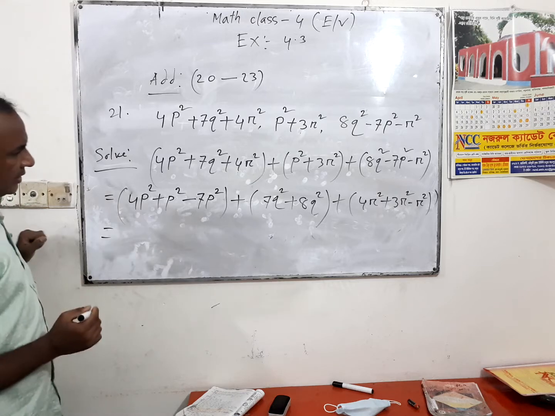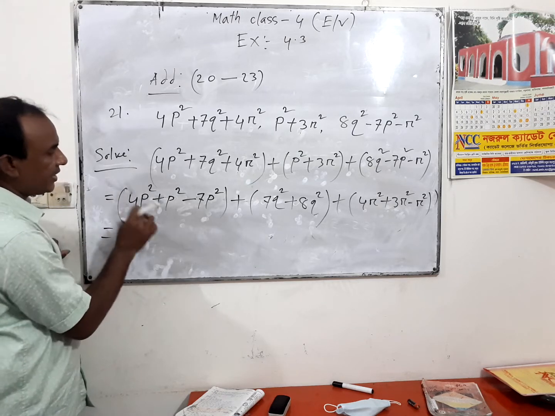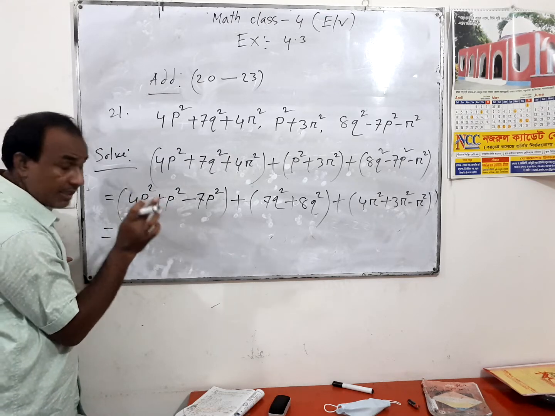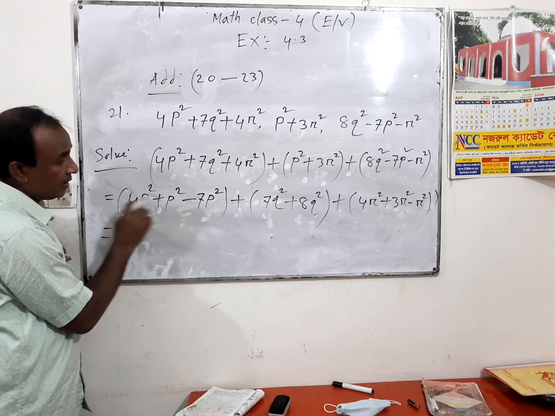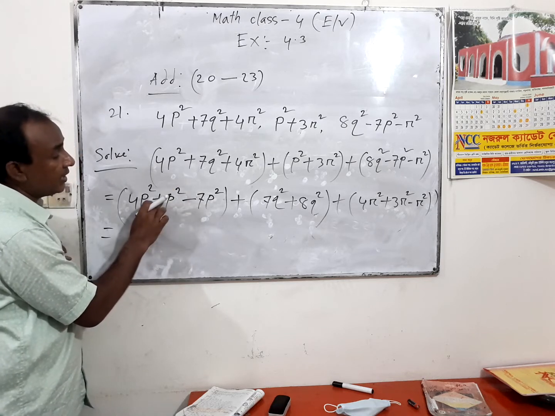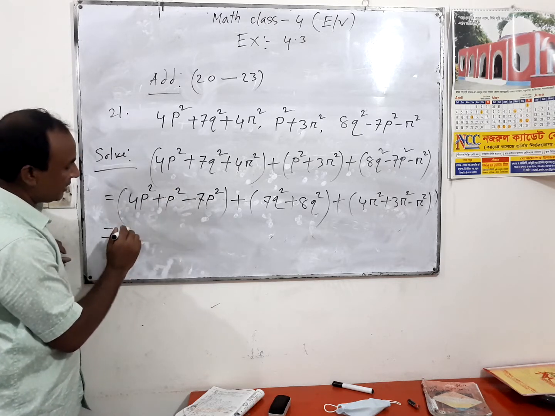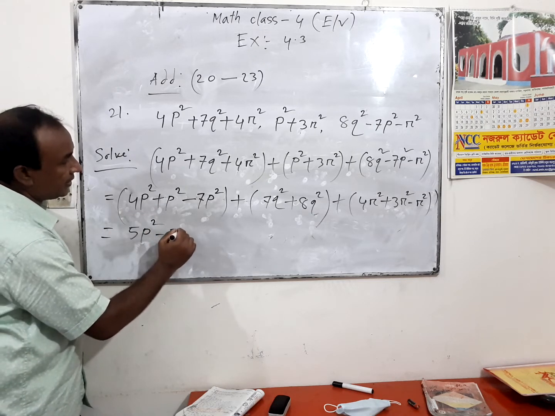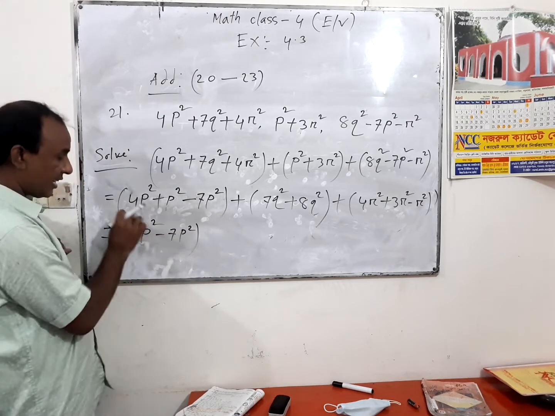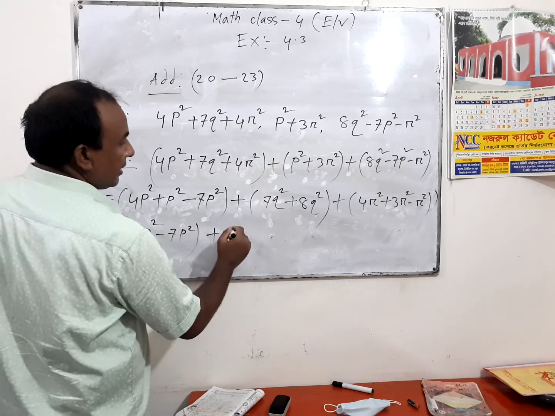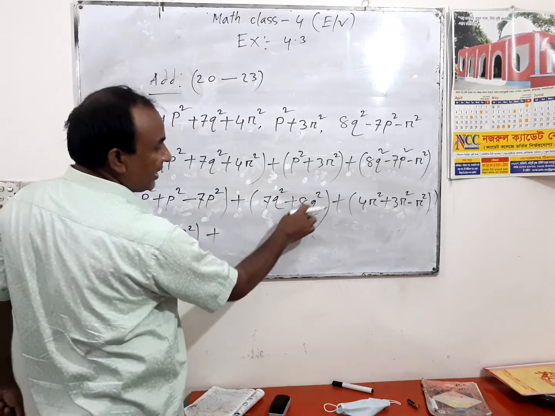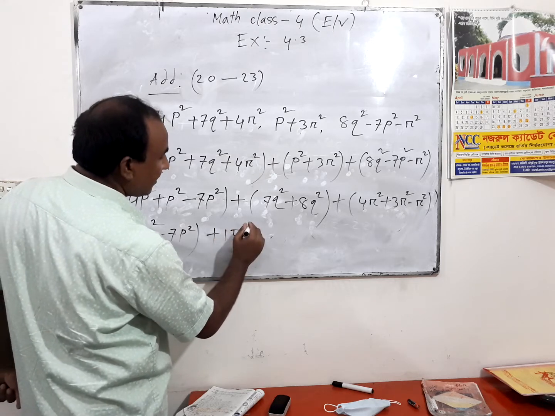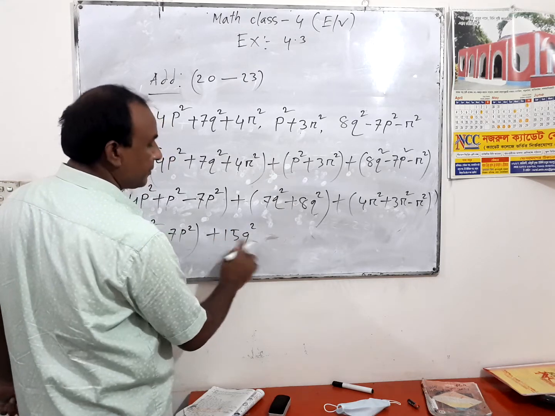Now, 4p square plus 1p square. The numerical coefficient of p square is 4, and the numerical coefficient of the other p square is 1. So 4 and 1 make 5. Just add. And 7q square and 8q square: 7 and 8 make 15q square.